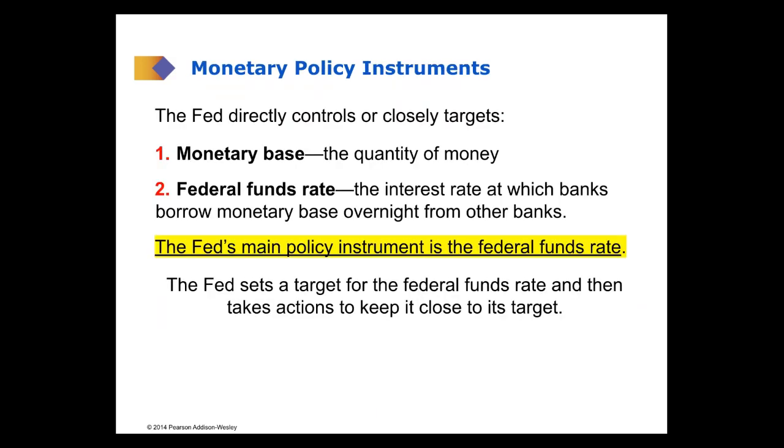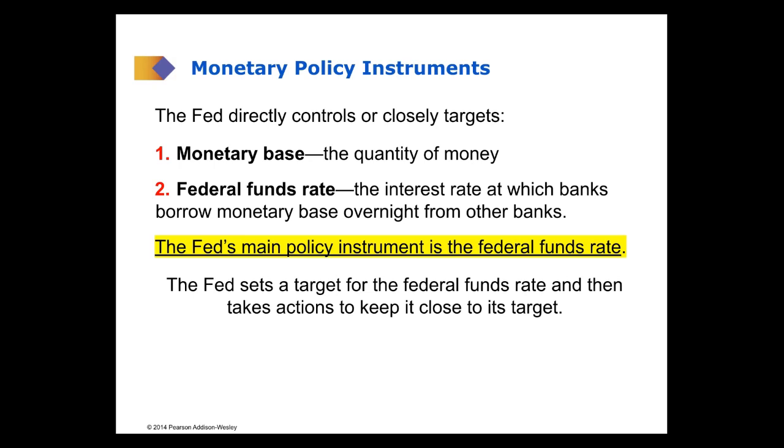So the Fed has two main policy instruments when they're conducting monetary policy. The first one is the monetary base, the quantity of money that's in the system. And the second one is the federal funds rate. The federal funds rate is the rate that banks would charge each other for loans that they make overnight. So a bank that's short on reserves might borrow, just on an overnight basis, reserves from a bank that has excess reserves, and the rate that they charge between them is called the federal funds rate.